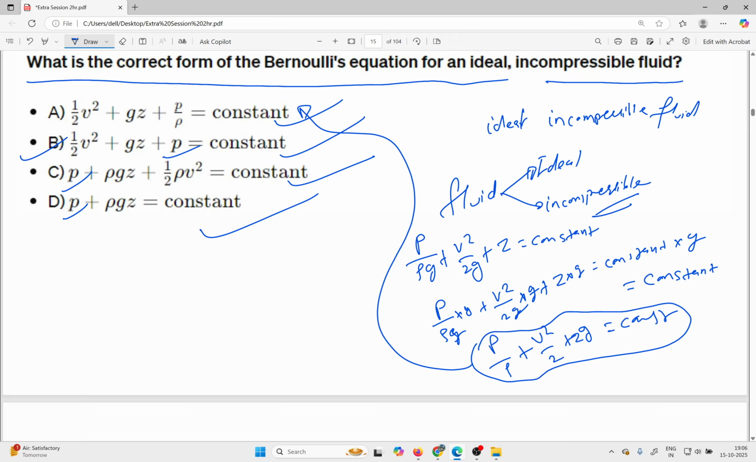Okay. Incompressible means you know already that rho is constant. So if rho is constant, yes, you go with option number A. Yes, option A will be correct here.